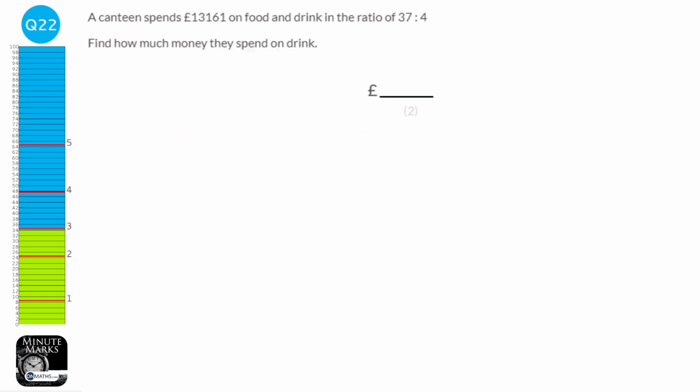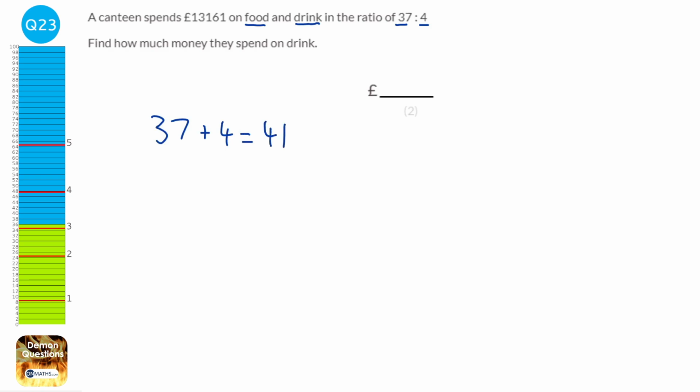So our answer will be 349.28. So for this question, I think of the ratio in terms of piles. So food is getting 37 piles of money, and drink is getting 4 piles of money. So we've got to first of all work out how many piles of money we have. So we're going to do 37 plus 4, and that will give us 41.